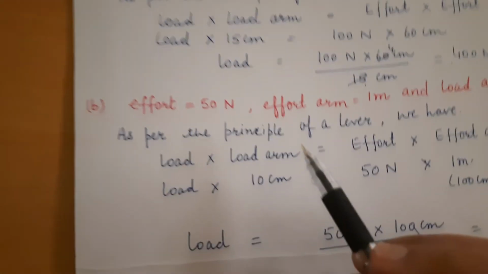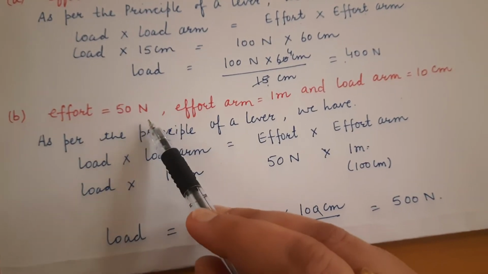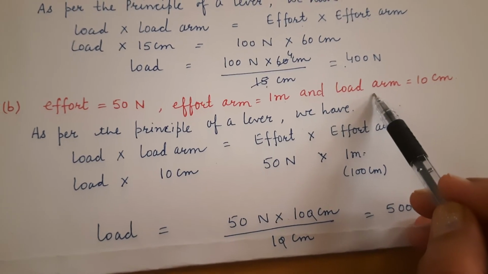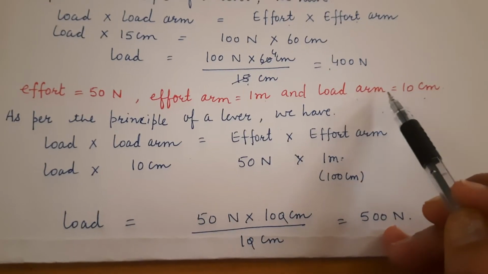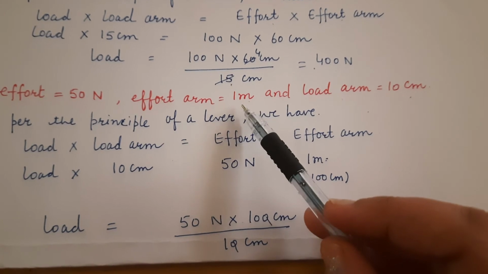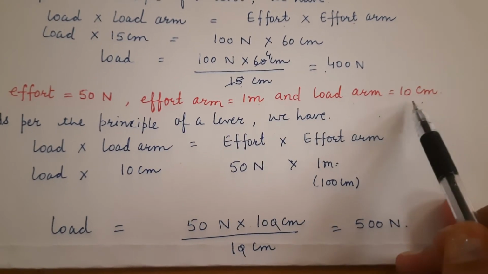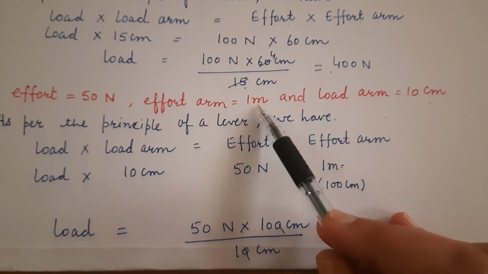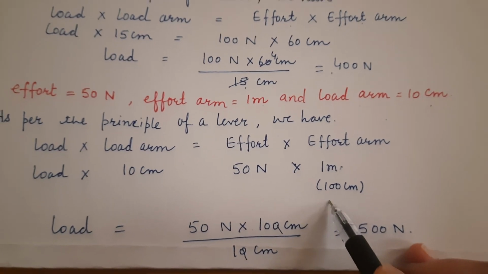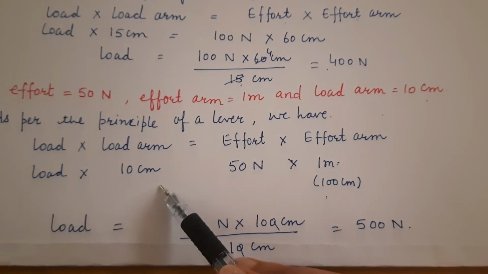Our last part is, here we are given that effort is 50 Newton and the effort arm length is 1 meter. Load arm, length of load arm is 10 centimeter. Again you can see here the units are different. Effort arm length is 1 meter, whereas load arm length is 10 centimeter. So we will convert this meter into centimeter. So 1 meter is equal to how many centimeters? 100. Okay.